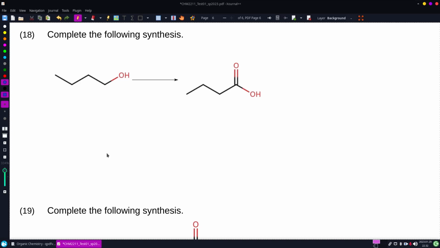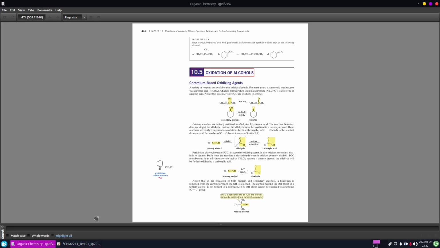Alright, we're going to complete the following synthesis, and I have butanol there, and I want to turn it into butanoic acid. Alright, that's just oxidation of an alcohol. Plenty of ways that we saw how to do this.